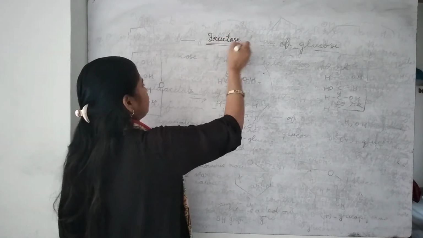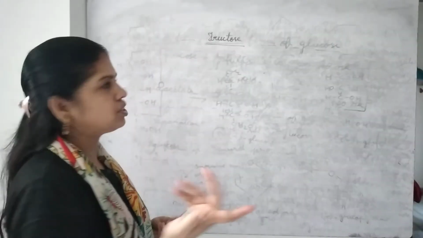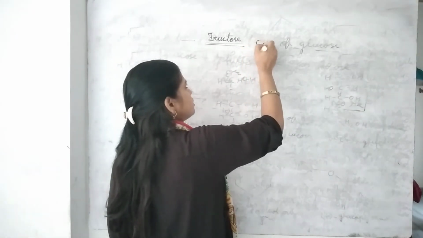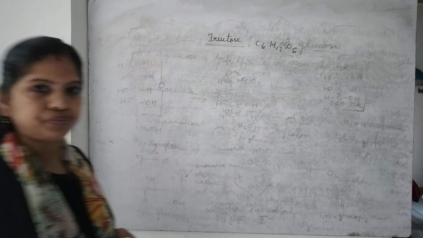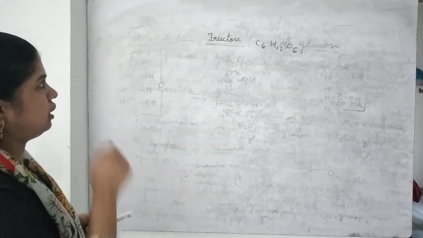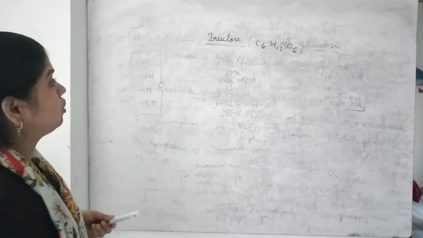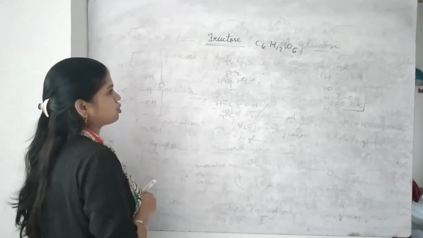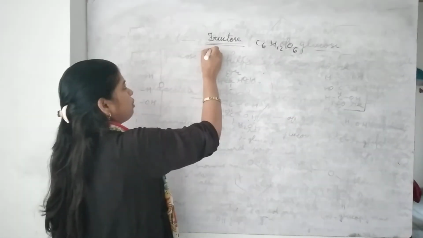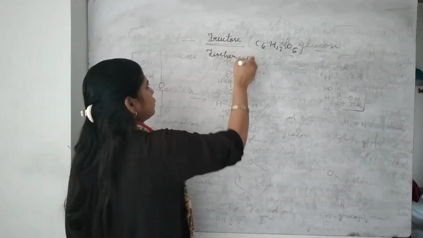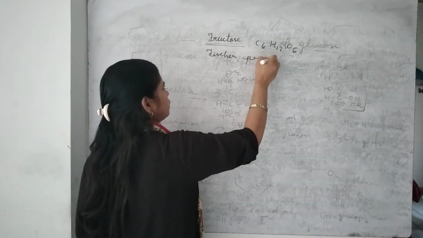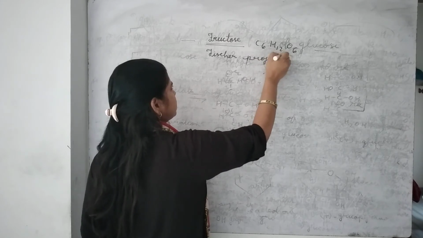Its molecular formula is as it is, just like glucose, C6H12O6. Now here we are observing what? Only one difference is there. First of all, I will discuss Fischer projection.